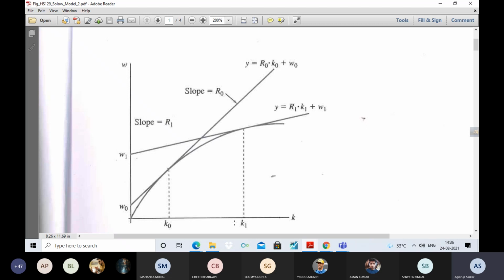So the slope of the income function must be equal to the slope of f(k) at the specified value of K. So see at K naught, what's happening? The slope of the income function, which is R naught, should be equal to the slope of the production function at K naught. At this point, what is happening? The slope of the income function, which is R1, should be equal to the slope of the production function at capital equal to K1, right?